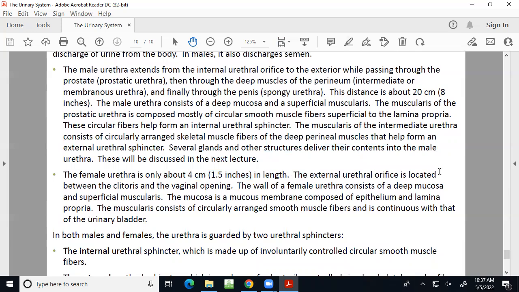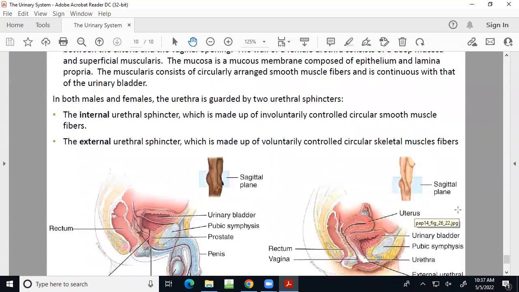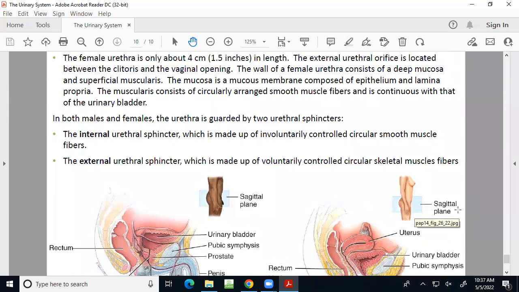Several glands and other structures deliver their contents into the male urethra, which will be discussed in our next lecture, which include things like the prostate that I mentioned and whatnot. Okay. Female urethra, once again, very short, only about 4 centimeters or 1.5 inches in length. Strictly urinary in function. The external urethral orifice is located between the clitoris and the vaginal opening.